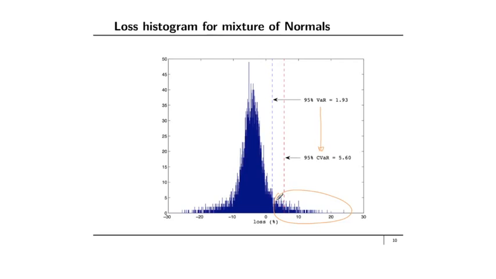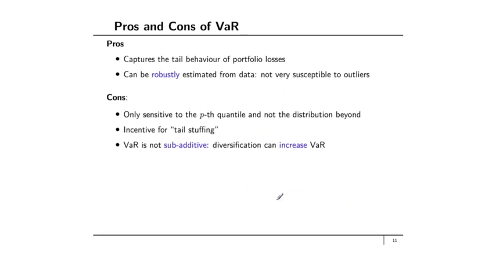In a later module on risk management, we are going to focus on the exact properties of value at risk and the conditional value at risk. What are the advantages and disadvantages, and we'll get more into the details of how to do portfolio selection with that. I'm just going to leave you with some properties of VaR and CVaR. The pros of value at risk is that it captures tail behavior. It can be robustly estimated from the data because it's a quantile rather than an expected value. It's not susceptible to outliers.